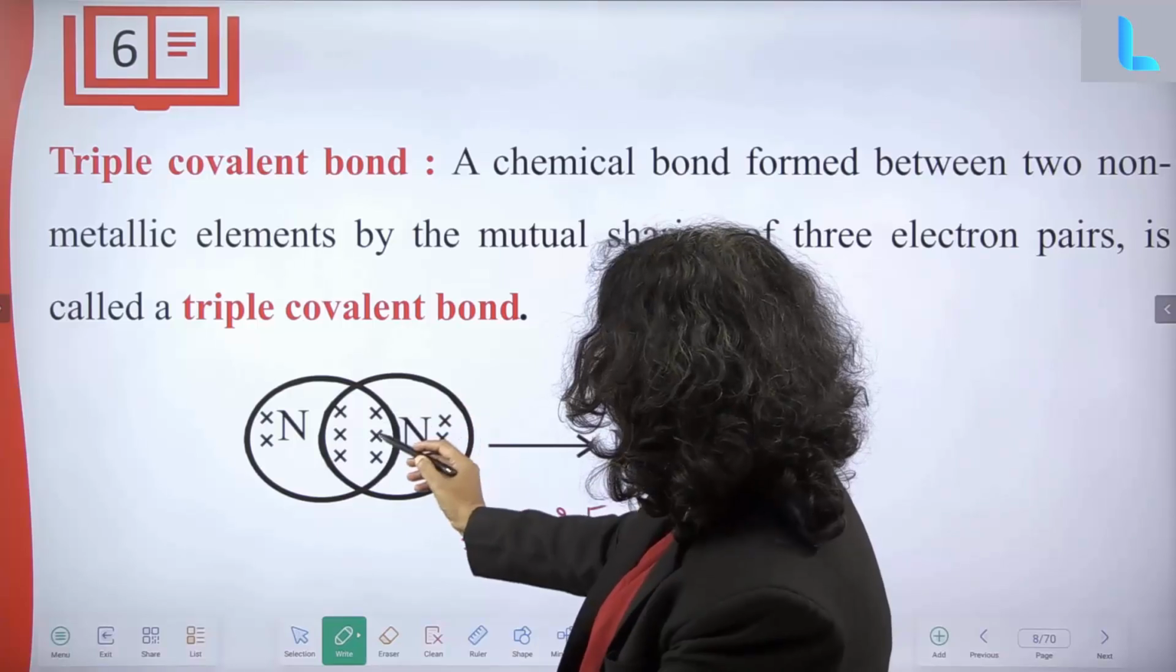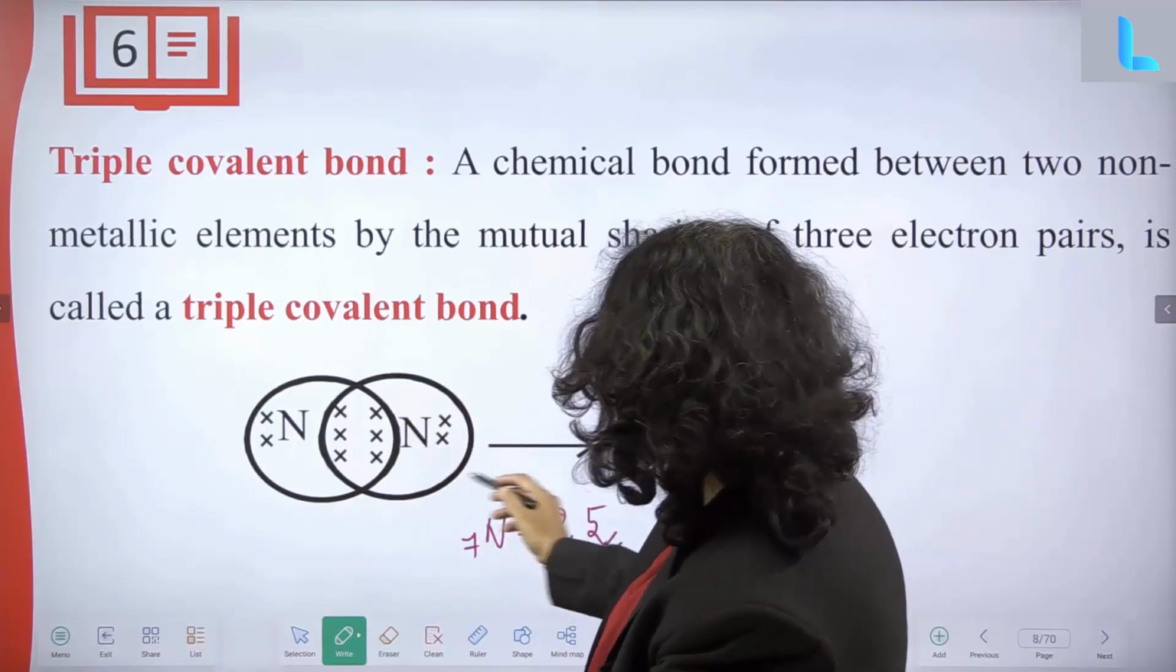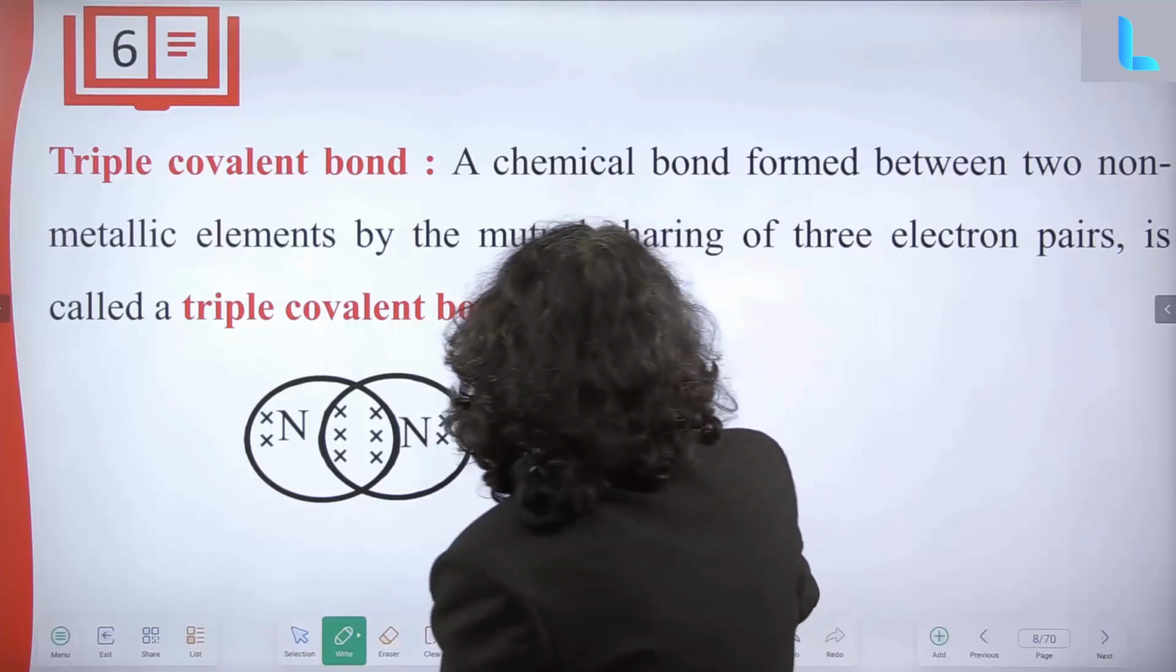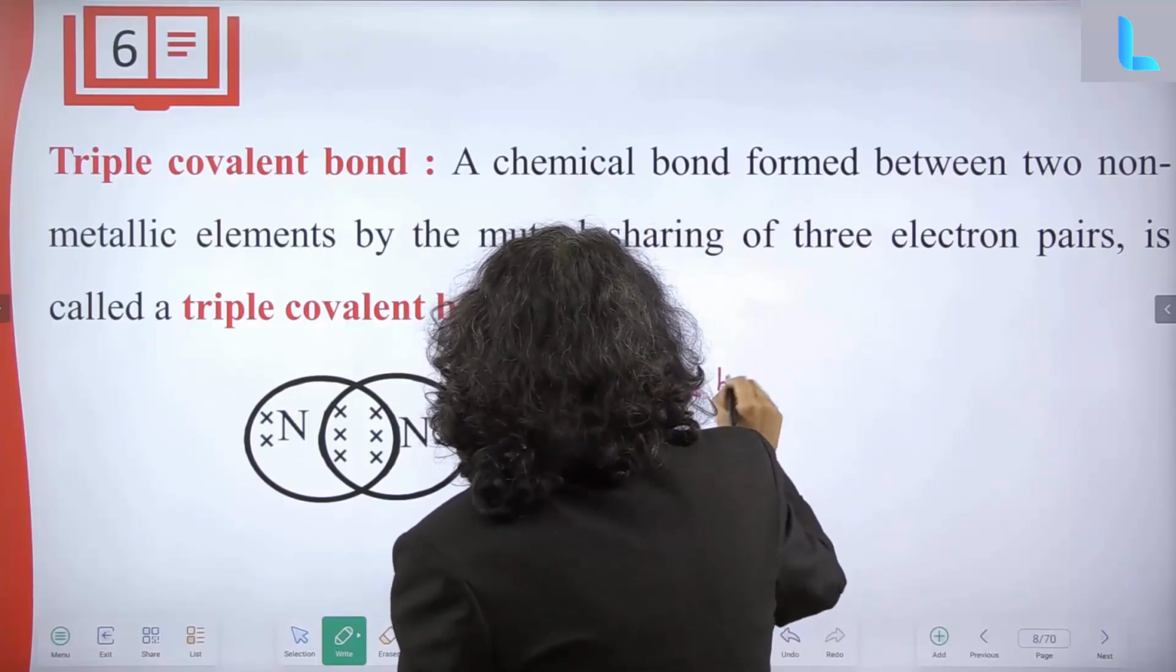So in total how many pairs are being shared? 1, 2 and 3. So that is why a triple covalent bond is obtained between nitrogen atoms. Okay.